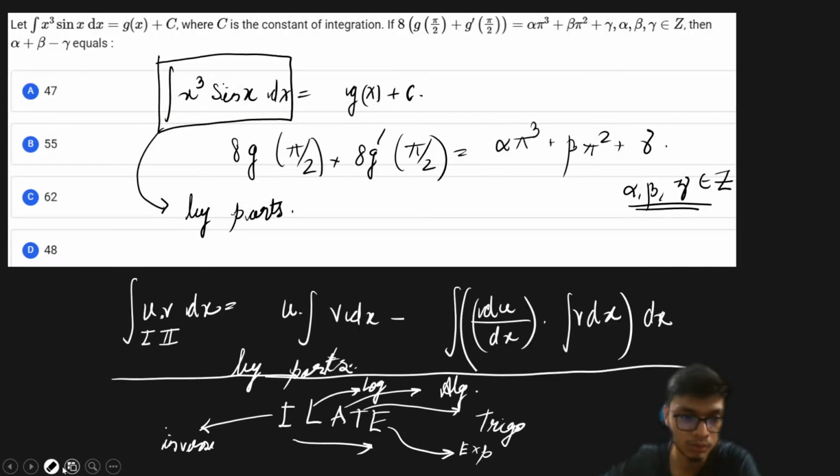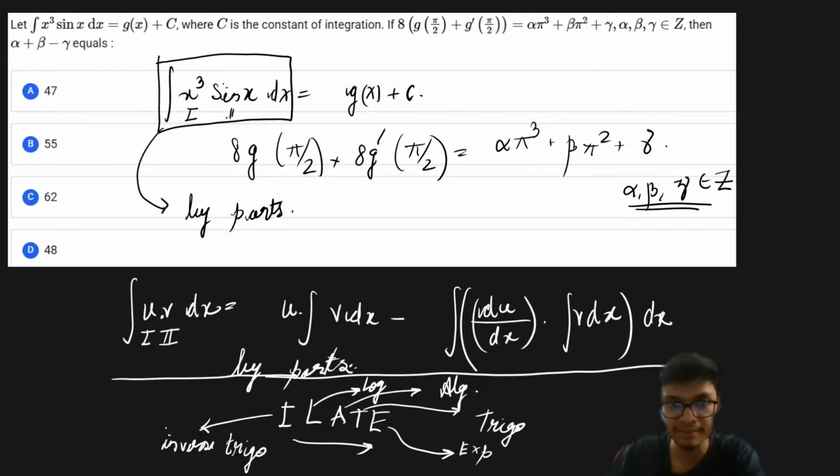Once you know how to decide the first function and second function, from this question you can see that the trigonometric function is going to be the second function, and the algebraic function is going to be the first function. So this is the first and this is the second function, right?